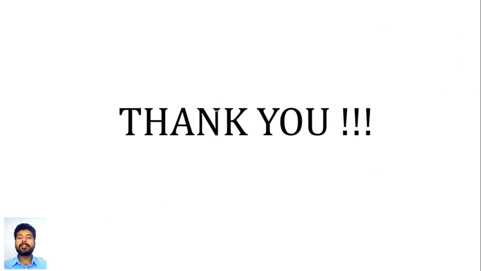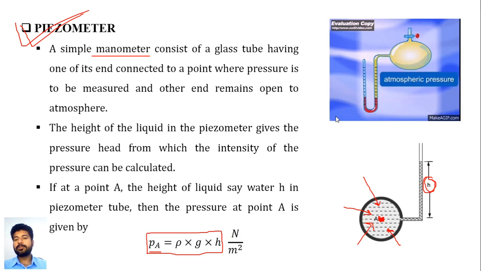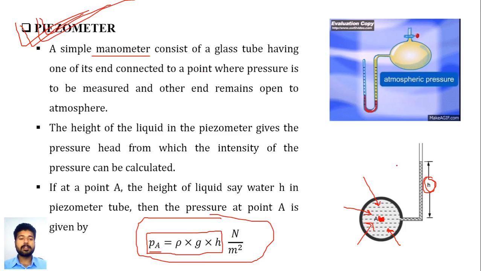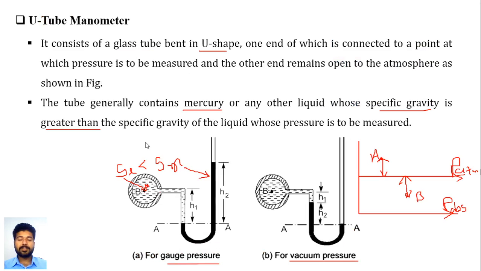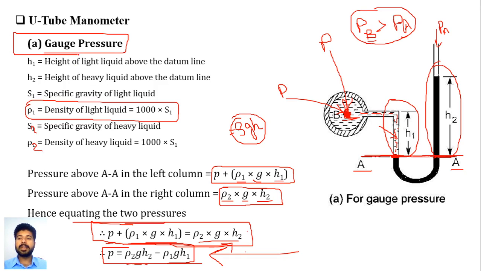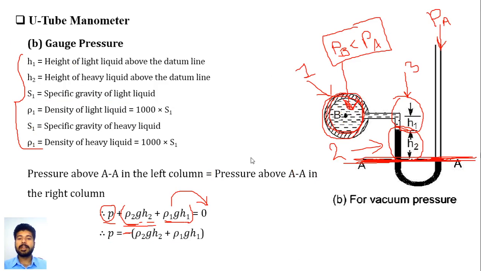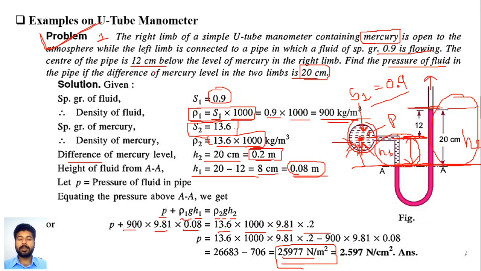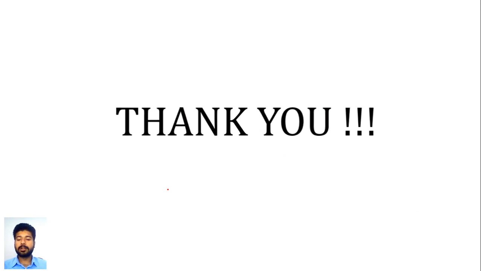For the task, you need to write down all these equations starting from the piezometer. You need to write down what the piezometer is, with this equation and this 2D diagram. Next, you need to write down what a U-tube manometer is. For that, first, gauge pressure, write down all these equations. Next, negative gauge pressure, write down all this slide. And third, you need to solve this example by yourself and submit your task to your Google Classroom. Thank you.